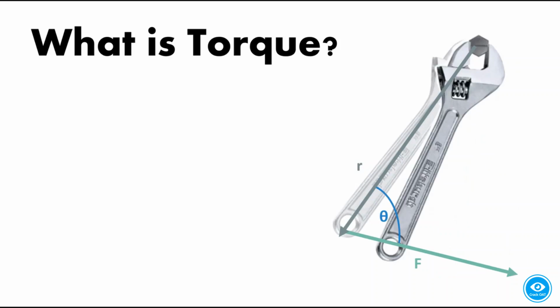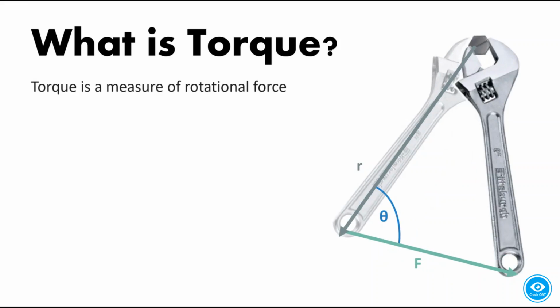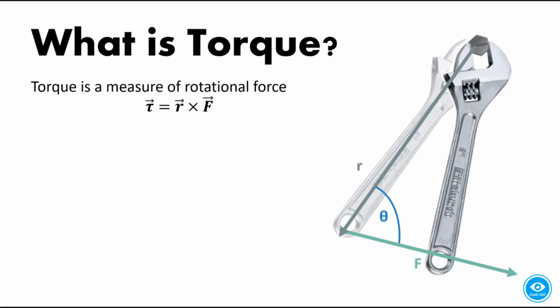So we're gonna be using this example to talk about torque. And torque is a measure of rotational force. Now how we determine torque is by multiplying R with F. So what are R and F?